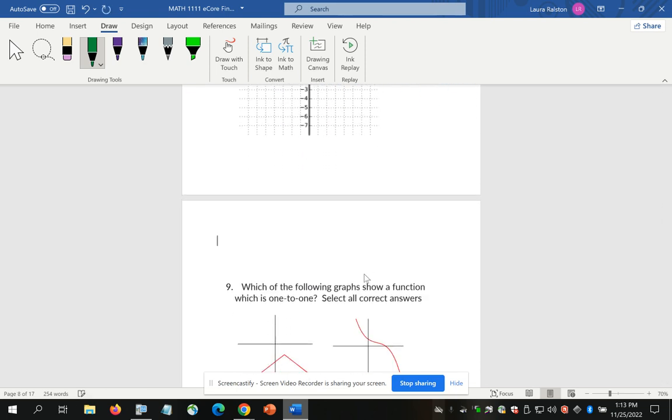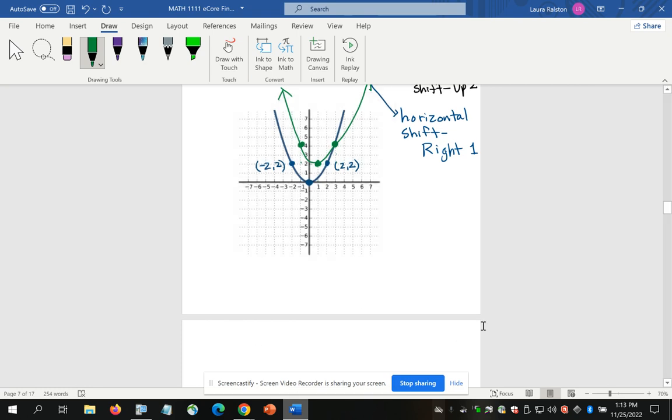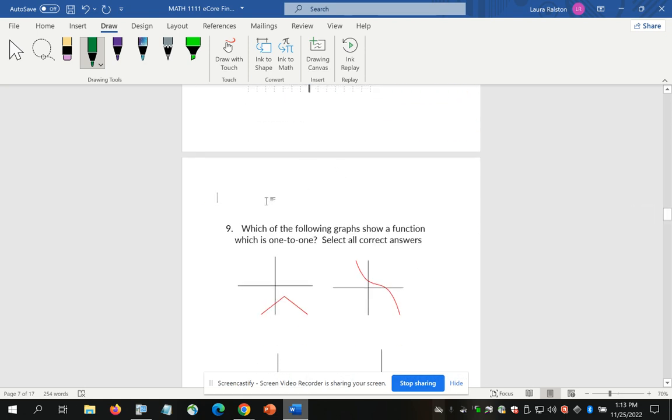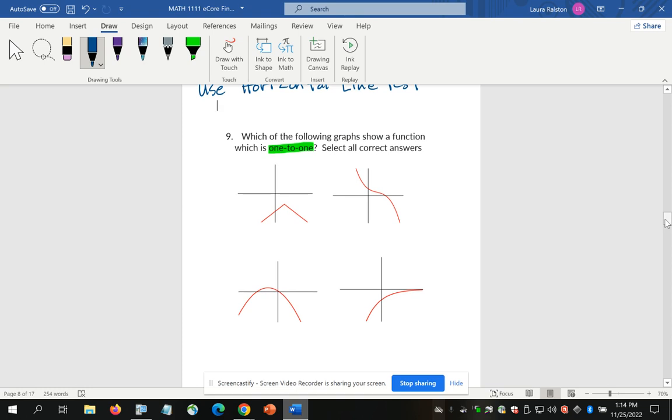All right, question 9 asks you to determine which of the following graphs is 1 to 1. If you'll remember, to decide whether a graph is 1 to 1, we use the horizontal line test. And a horizontal line can only cross the graph at most once, one time or less.